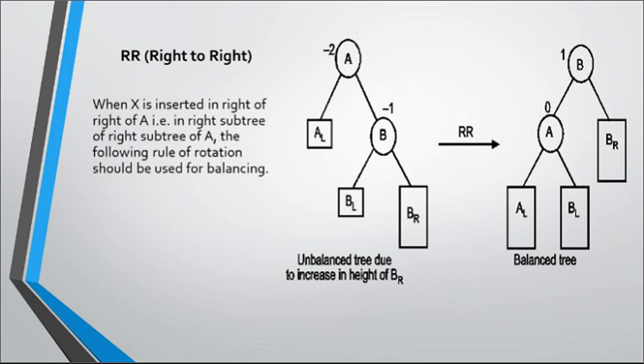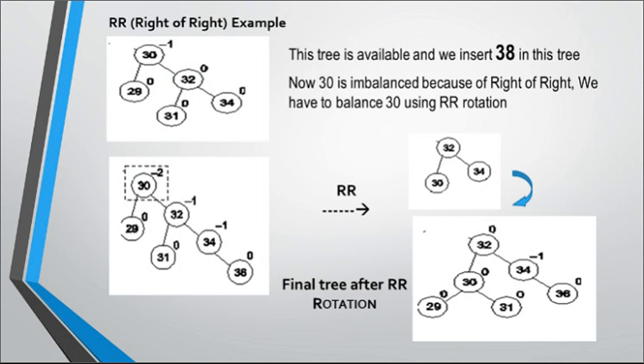We will see one example of it. So over here, this is an example. We are having this tree and suppose we insert 38. Now 38 is greater than 30, 32, 34. So we will add to this and now we'll calculate the balance factor of each node. Now this is 0, this is minus 1, this is minus 1 and this is minus 2. So this is imbalanced. So we have to balance it and this is imbalanced because we have added something to right of right.